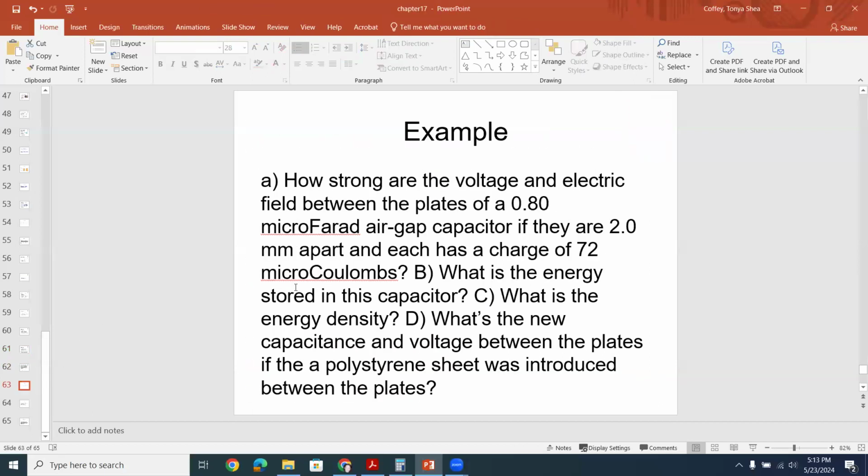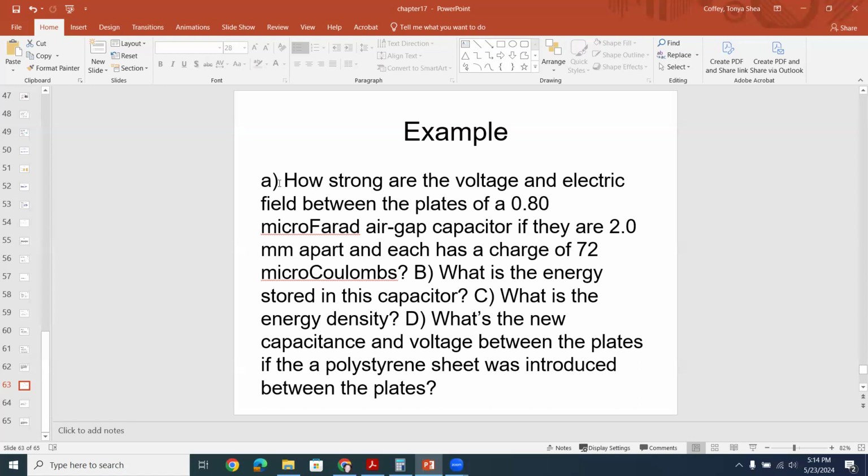All right, so let's do an example problem using these ideas that we just discussed about energy on charge and charge on capacitors. How strong are the voltage and the electric field between the plates of a 0.8 microfarad air gap capacitor if they're 2 millimeters apart and each has a charge of 72 microcoulombs? Part B, what is the energy stored in this capacitor? Part C, what is the energy density? And then part D, what's the new capacitance and voltage between the plates if instead of air, you put in a polystyrene sheet, right? And you stick that in between your plates. So this is the question.